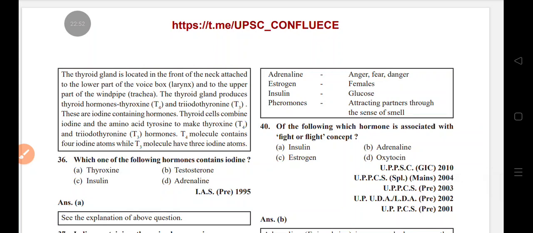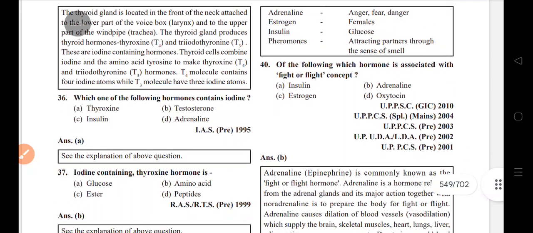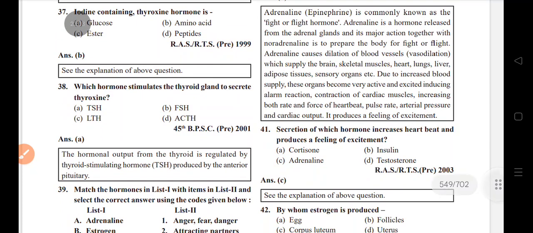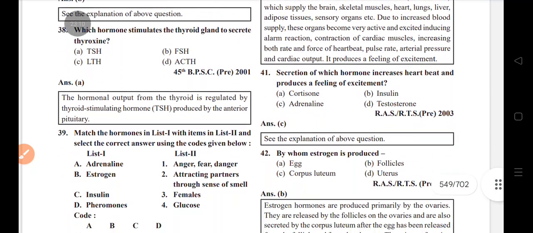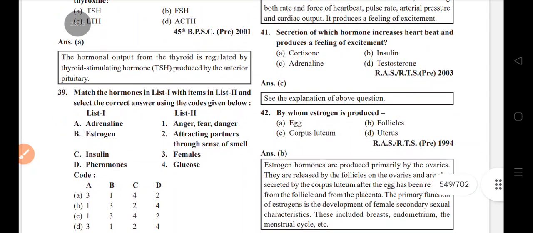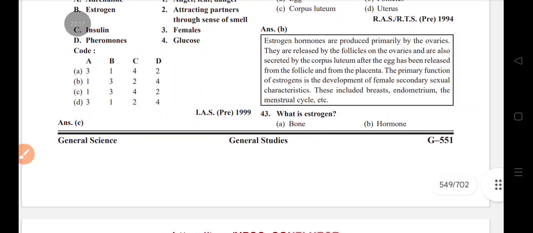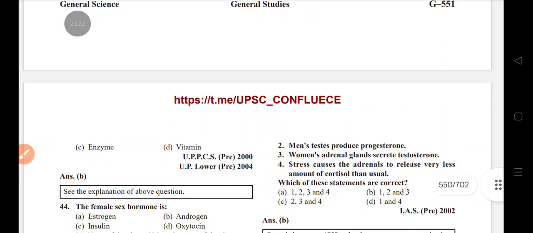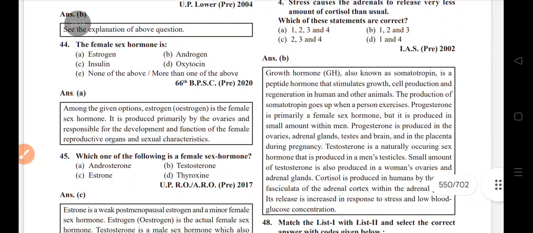Adrenaline: anger, fear, danger. Estrogen: female. Insulin: glucose. Pheromones: attracting partners through the sense of smell. Fight or flight concept. Secretion of which hormone increases heartbeat and produces a feeling of excitement? Adrenaline. Estrogen is produced by whom? Estrogen is produced by follicles. What is estrogen? A hormone. Female sex hormone, estrogen.